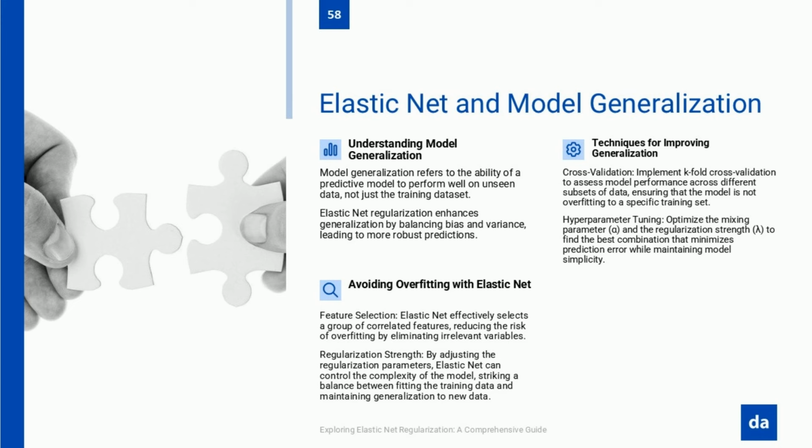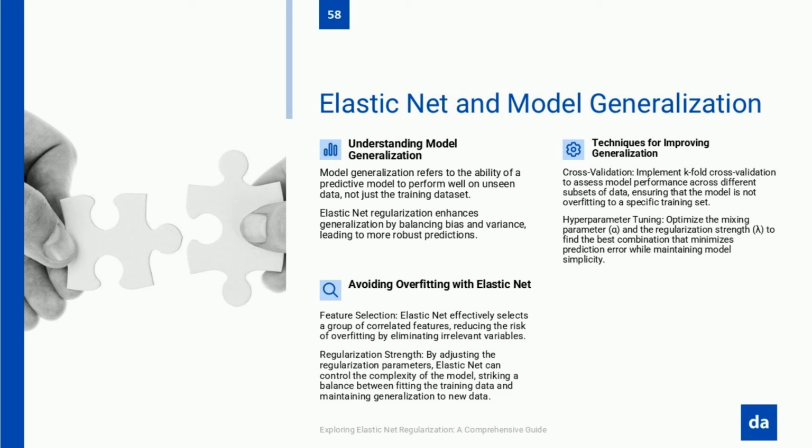Underfitting happens when the model is too constrained, meaning it doesn't capture the necessary complexity of the data. This can occur if lambda is set too high, shrinking coefficients too aggressively, and discarding useful predictors. To ensure the right balance, cross-validation is used to find the optimal lambda that minimizes prediction error on unseen data.